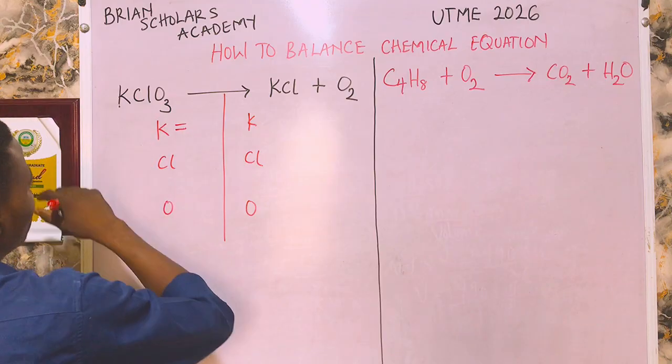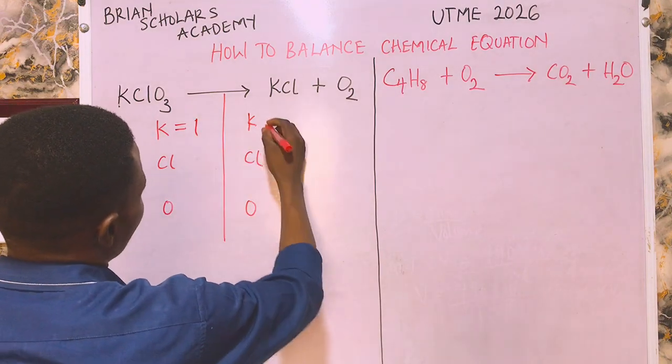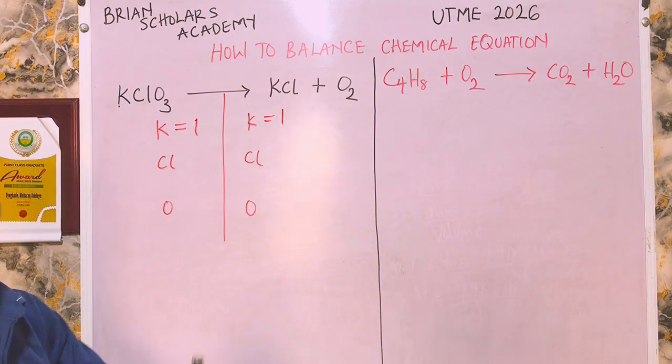Then look at this. How many metal do you have here? How many potassium do you have here? We have one potassium, right? And then how many potassium do you have here? We have one potassium as well. So potassium atom number is actually balanced, right?